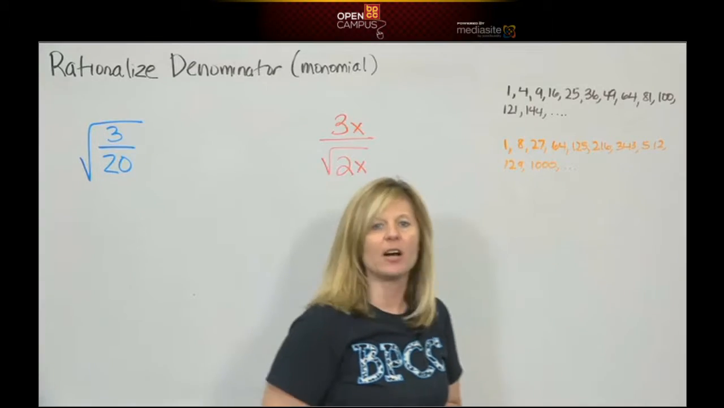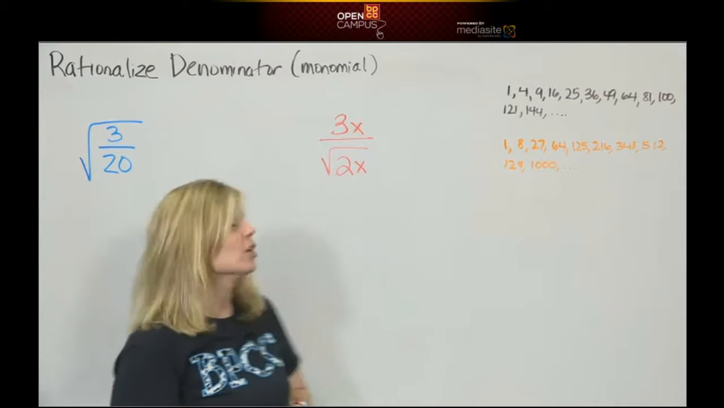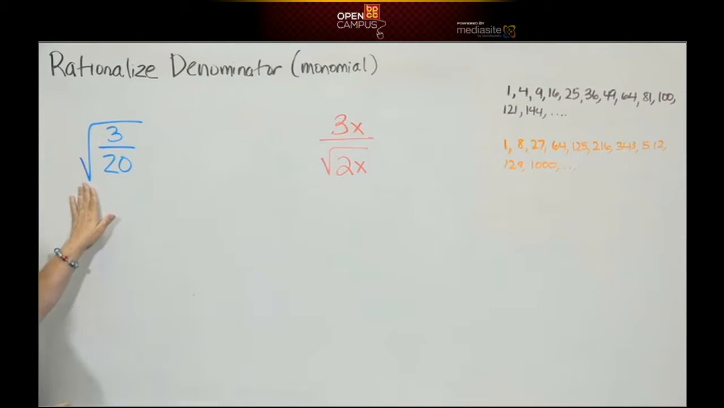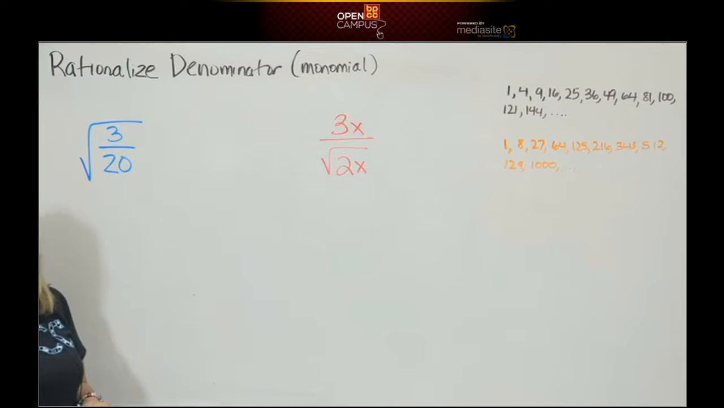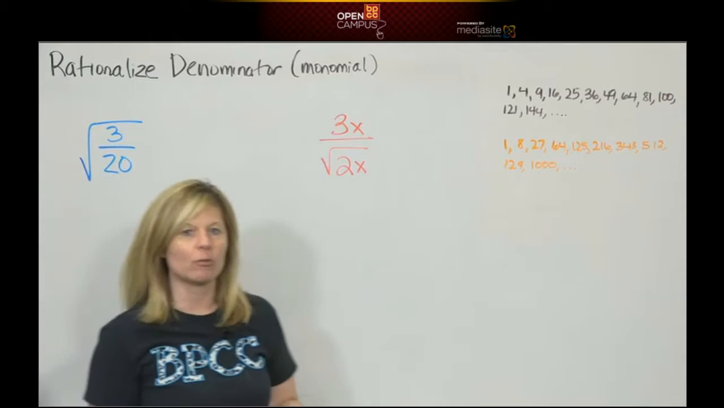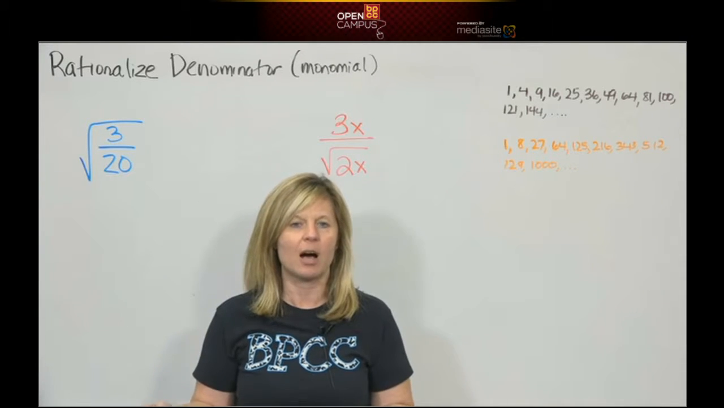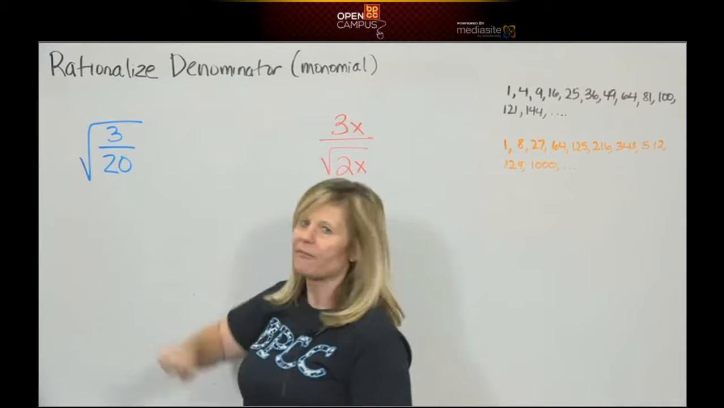Okay, let's have some fun rationalizing denominators. So let's look at this expression. I have a square root of 3 over 20. So the first thing I would say, oh, my radicand is a fraction. Let's see if I can reduce it. 3 and 20 cannot reduce. They do not have a factor in common other than 1. So we're stuck with that fraction.